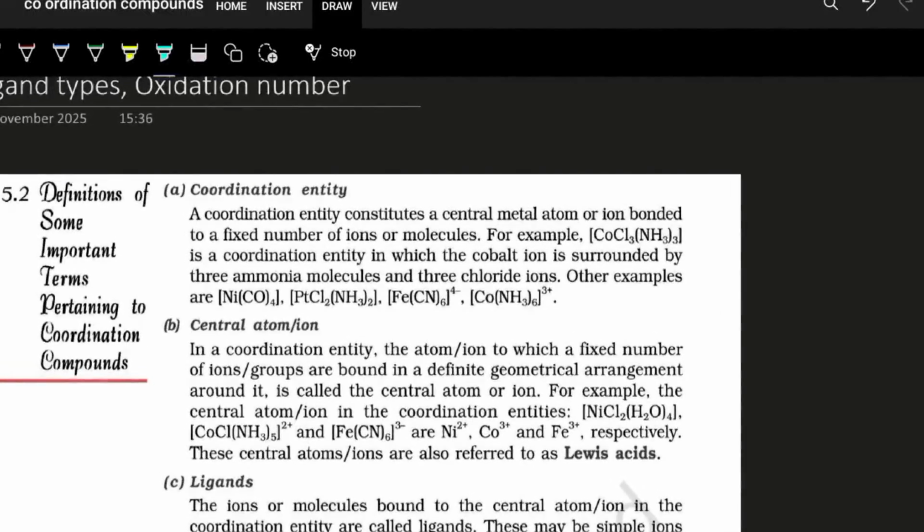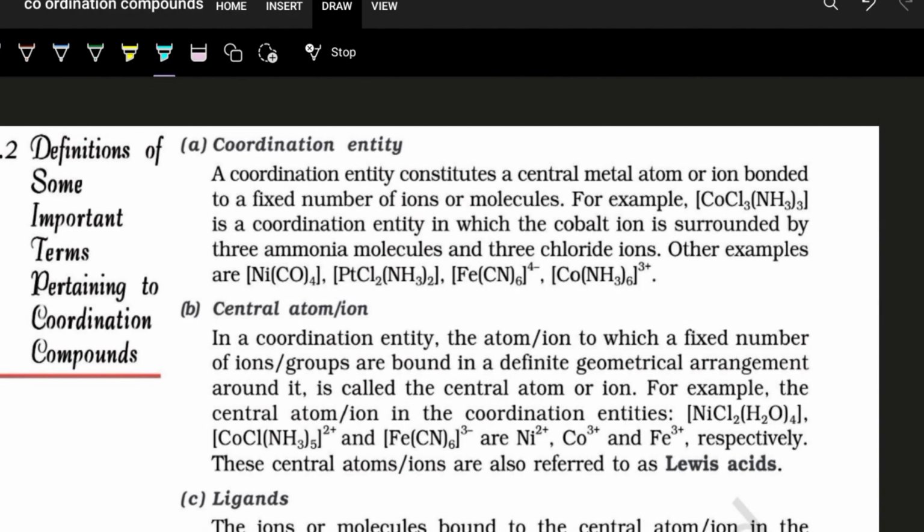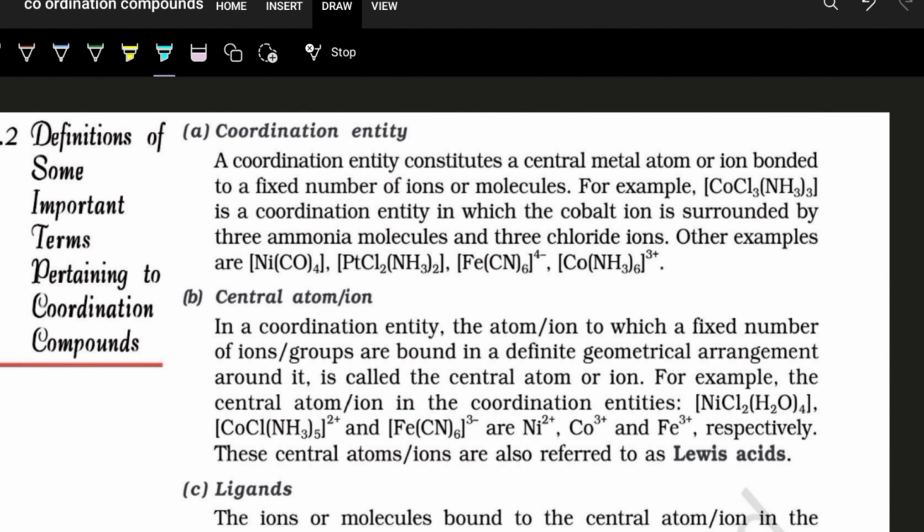This is the next part of the chapter Coordination Compounds and the text is from NCERT. Do remember, if you really have to score good in your board exam, you actually have to go through NCERT first. These are some important terminologies like the coordination entity.